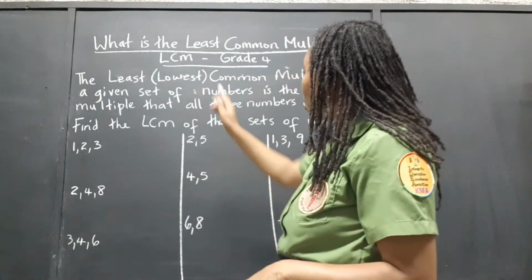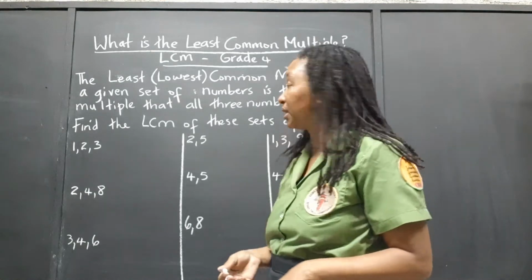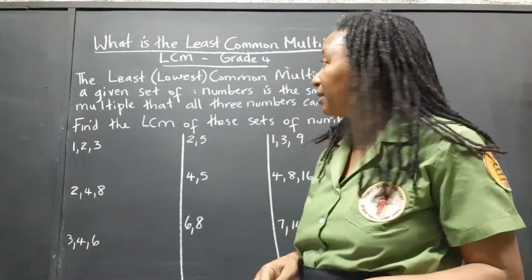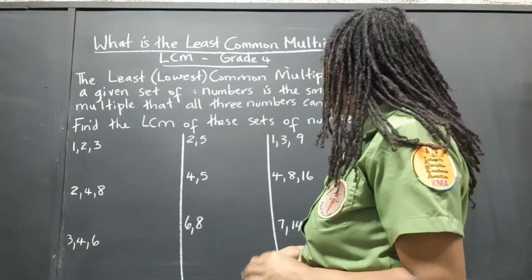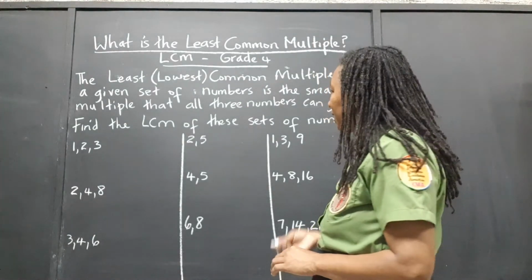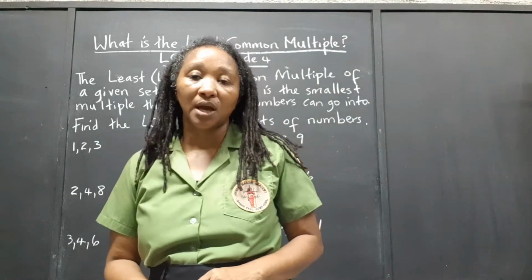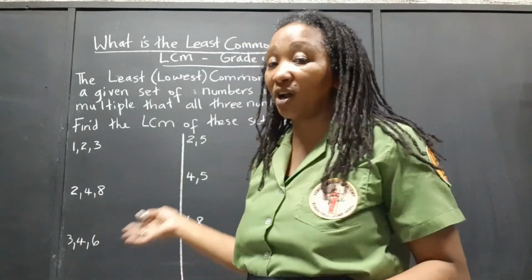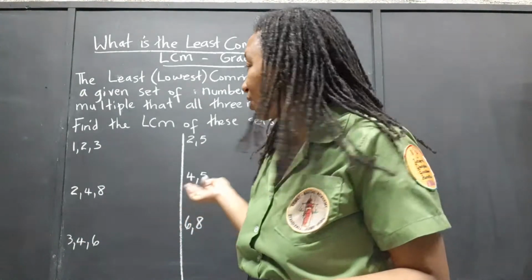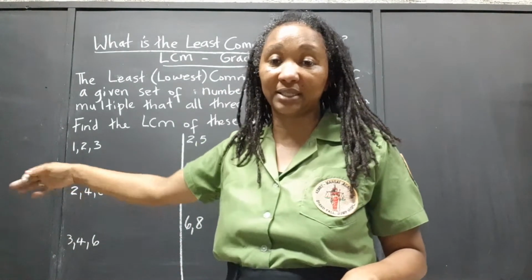The least or lowest common multiple of a given set of numbers is the smallest multiple that all three numbers can go into. So basically, we're asked to list all the multiples and see the smallest one, the least, the lowest number that all three of the given factors can go into.